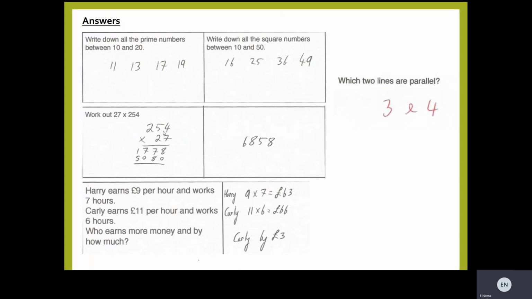So you do 254 multiplied by 7 first. You write that down. Then you're technically doing 20 multiplied by 254, which gives you this last number here. So all you simply now need to do to get your final answer is add up, and your answer looks like that. Got that? Cool. Well done.